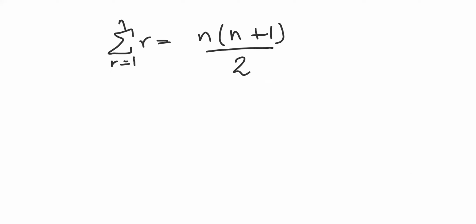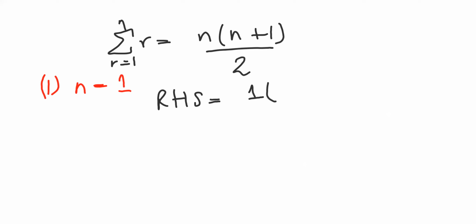So the first step that we learned was to substitute n equals 1. We're first supposed to substitute it into the right hand side of the equation. So on the right hand side, you have n plus 1 over 2, and you're going to substitute your n with 1. So you get 1 plus 1 giving you 2 over 2, and your 2 gets cancelled and you get a 1.